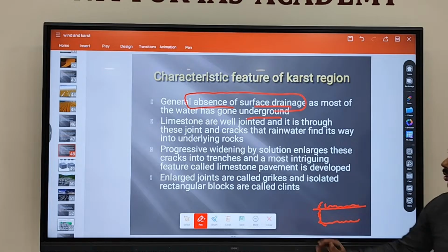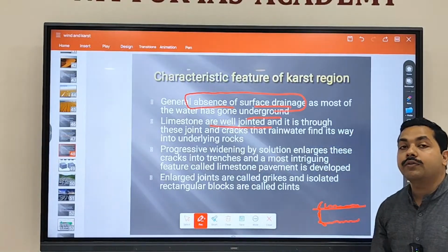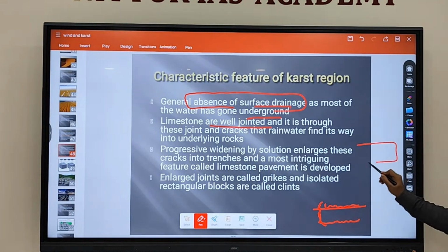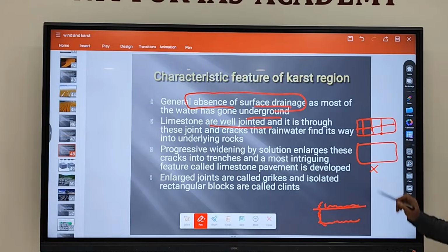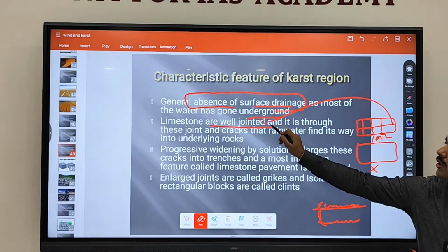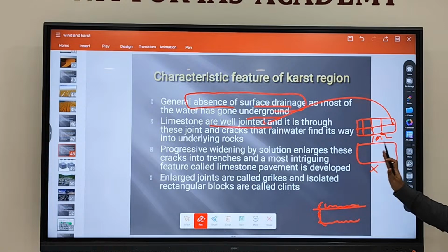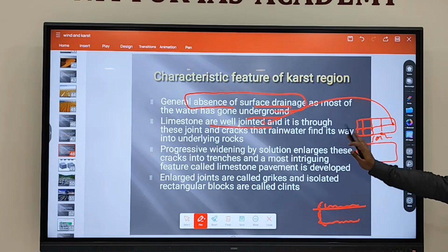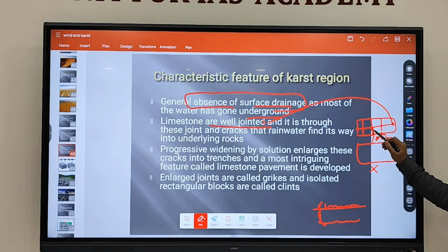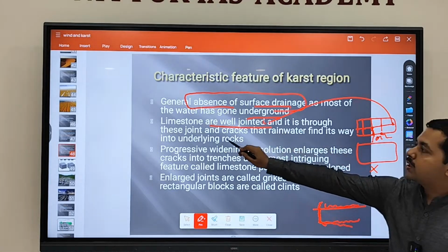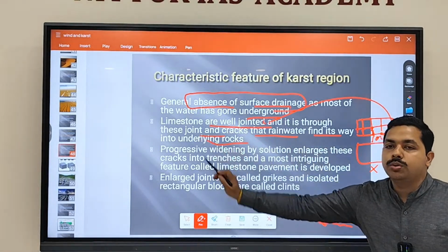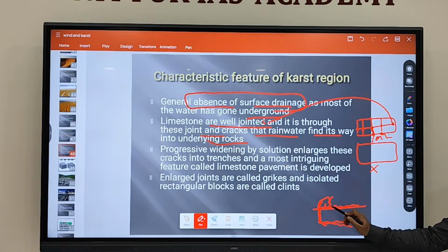So the second thing you see is, limestone is which type of rock? They are well-jointed rock. Jointed rock means the rock is not like one solid mass; it is made up of many joints. So these are called well-jointed rock. They are not one series of rock; they are made up of many jointed rocks. Clear? And through these joints only, water will go underground. That's what is written: joints and cracks, through which rainwater finds its way to the underlying rock. Fine.